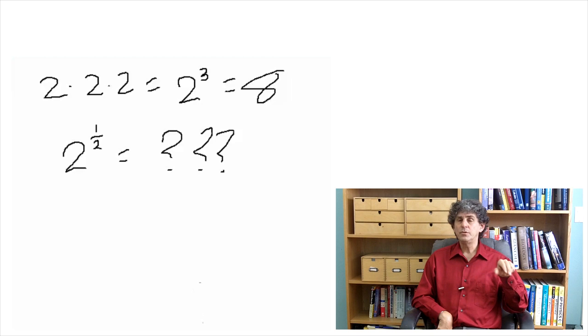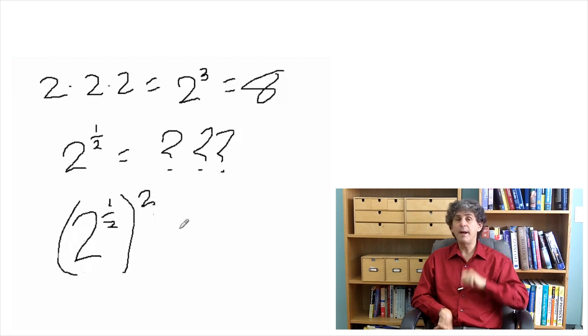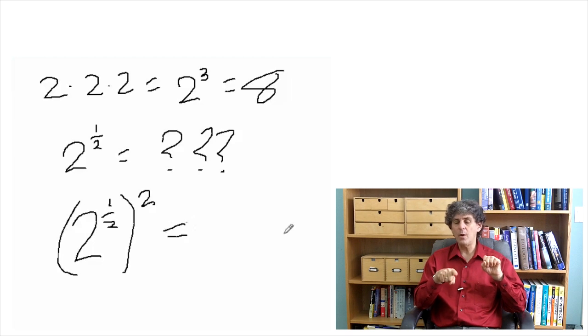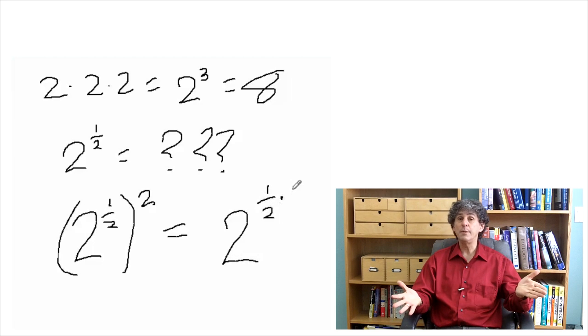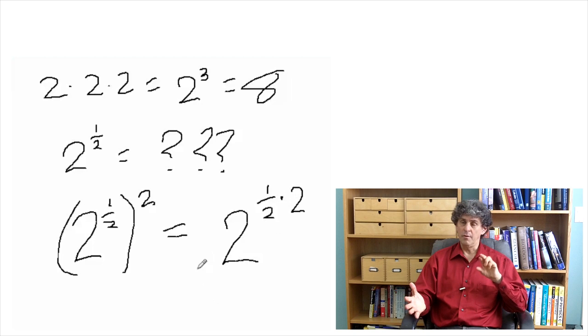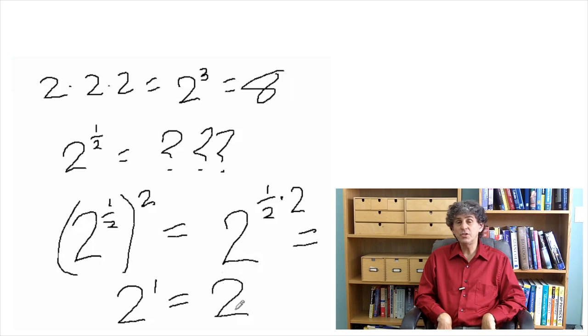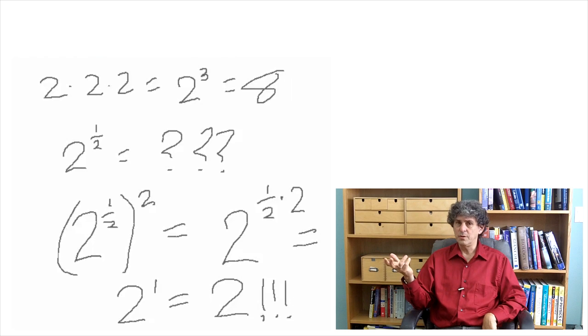Supposing I take 2 to the 1/2 and I square it. In other words, 2 to the power of 1/2 raised to the power of 2. Well, we've got that lovely rule that says if you are raising a power to a power, you multiply the exponents. So that should be 2 to the power of 1/2 times 2. And 1/2 times 2 is 1. In other words, it's just a 2. So 2 to the 1/2 squared gives us a 2.